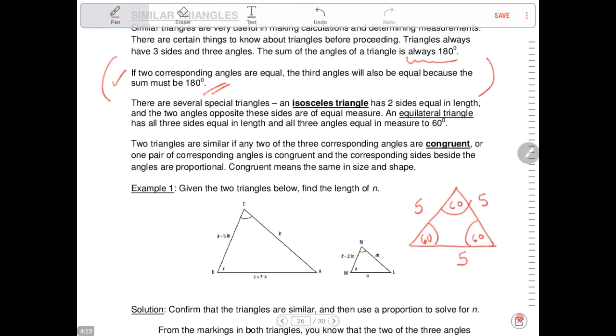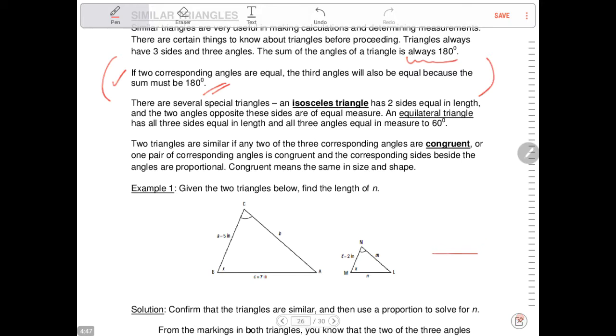And again, if you do your little check there, because remember, the angles inside of a triangle have to equal up to 180 degrees. And if you go 60 plus 60 plus 60, you will get up to 180. So that's an equilateral.